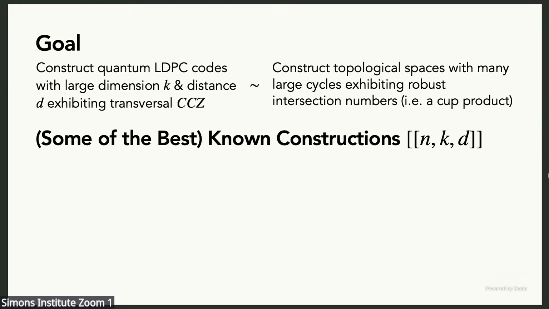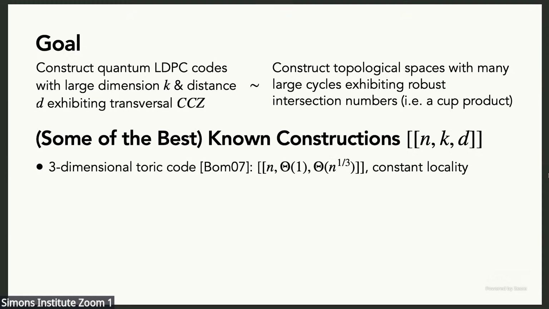So how well can we do right now? What are the best parameters that are known? For a long time, the best known parameters in most regimes were just given by the three-dimensional toric code. Or if you've heard of the 3D color code, I think it's basically isomorphic to the 3D toric code. This is a code of length n. It encodes just a constant number of logical qubits, and it has distance roughly n to the 1/3.